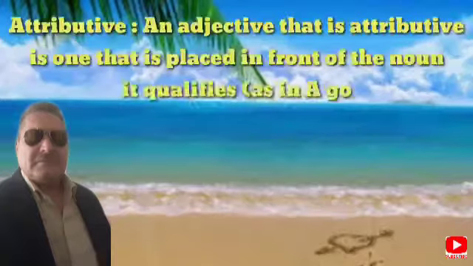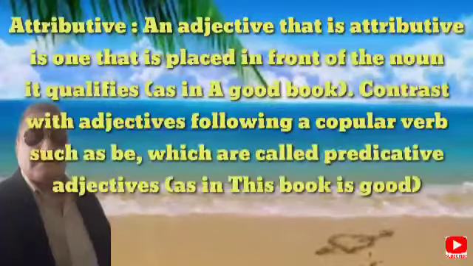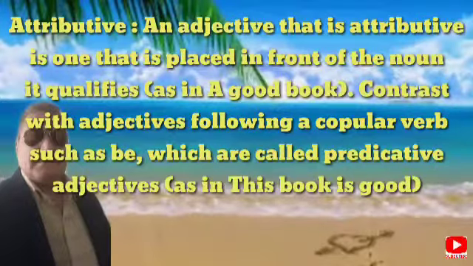Attributive. An adjective that is attributive is one that is placed in front of the noun which it qualifies, as in a good book. Contrast with adjectives following a copular verb such as be, which are predicative adjectives, as in this book is good.